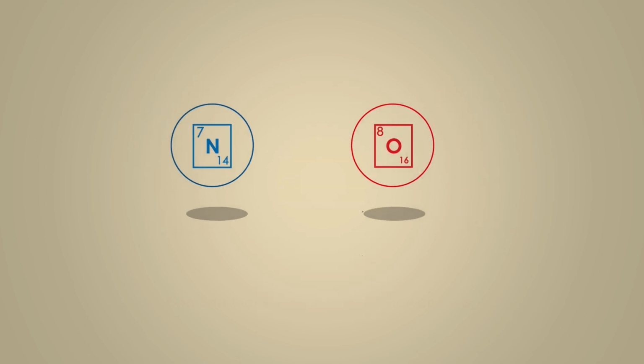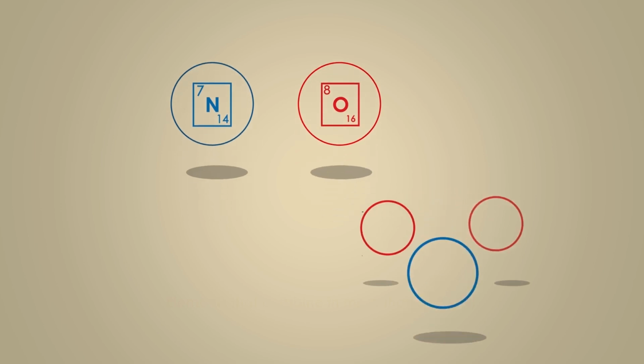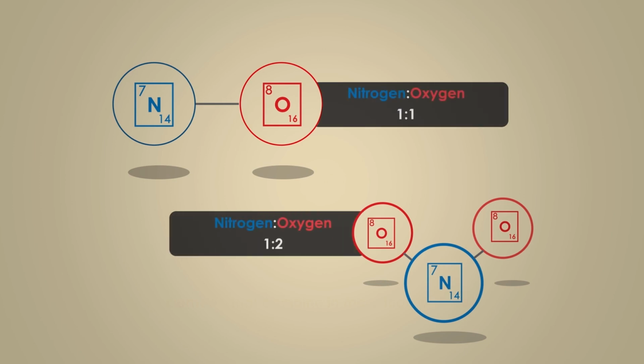If we work out how many moles of nitrogen and oxygen reacted, we can use the ratio to find out. If the ratio is 1 to 1, we have NO. 1 to 2, and we have NO2, and so on. We can do this knowing the volume of the reactants, where one mole of gas is 24 decimeters cubed at room temperature and pressure.